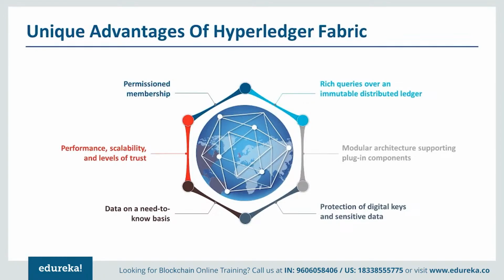Each and everything in Hyperledger can be plugged out and plugged in based on your requirement. Protection of digital keys and sensitive data. So you have separate modules for protecting your keys, like your certification authority, which is a module kept specifically for securing your keys. You can have your own certification authority if you don't want to use the Fabric CA for authentication. Data on a need-to-know basis. Performance, scalability, and level of trust, and permissioned membership. These are some of the key attributes of Hyperledger Fabric.